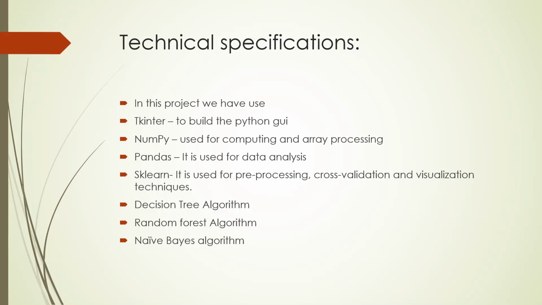And the other thing is scikit-learn. Scikit-learn is a Python open source library that provides a wide variety of machine learning, pre-processing, cross-validation, and visualization techniques. It includes a large number of straightforward and effective tools for data mining and processing. It includes a variety of classification, regression, and clustering algorithms too, including support vector machine, random forest classifier, decision tree, KNN, and other things which we have used in our project. The main things are decision tree algorithm, random forest, and naive Bayes.